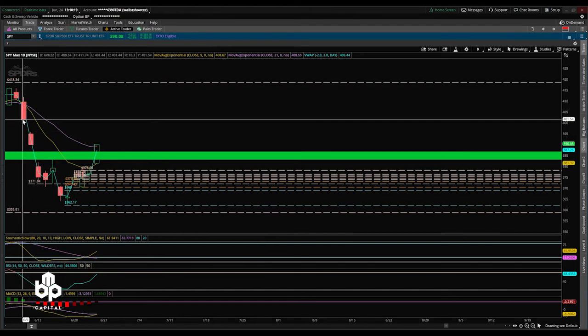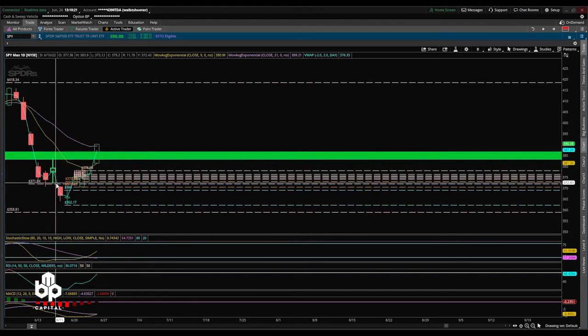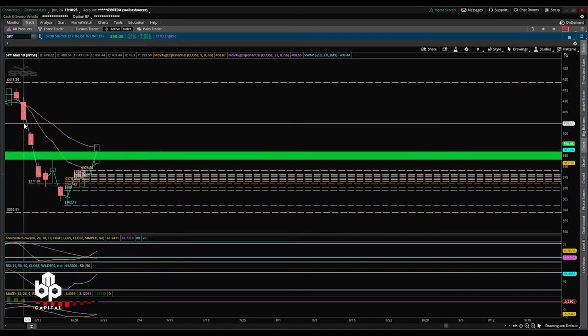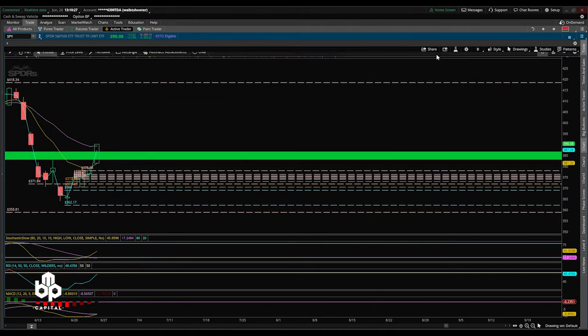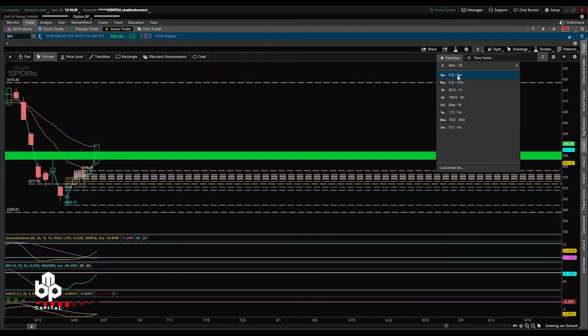We filled the gap. Now we've got another gap. We filled this gap, and we actually filled this small gap. We filled the second gap, that's two gaps out of three. Not bad for SPY. All right, let's get to the 5-minute real quick.